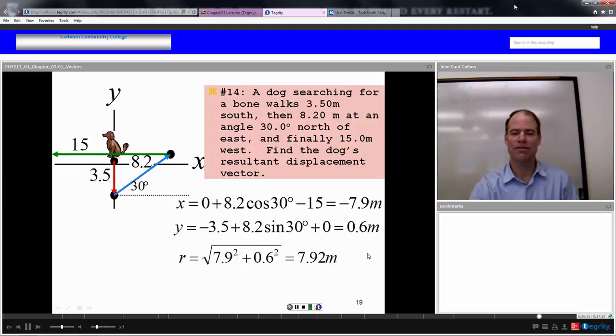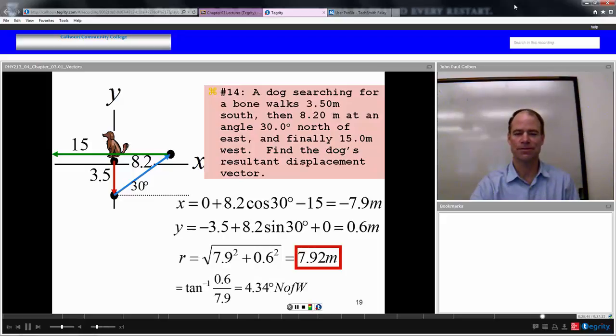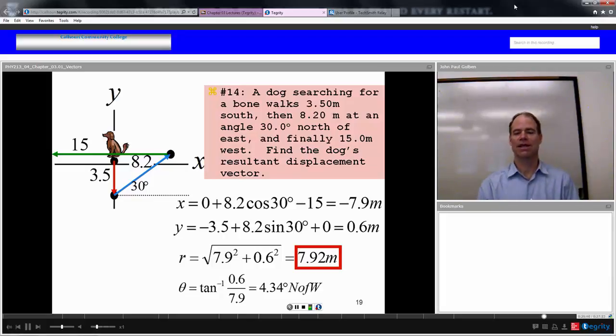The magnitude of that vector is going to be the square root of 7.9 squared plus 0.6 meters squared, 7.92 meters. And my angle will be the inverse tangent of my y over my x. I have 0.6 over 7.9. I left the negatives out because I just want to find the angle first. Inverse tangent is 4.34 degrees. Now I have that angle, and I know it's upward from the west direction, so it's going to be 4.34 degrees north of west. And that will be my angle.